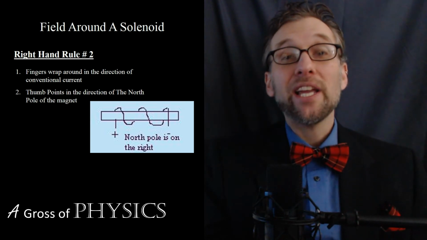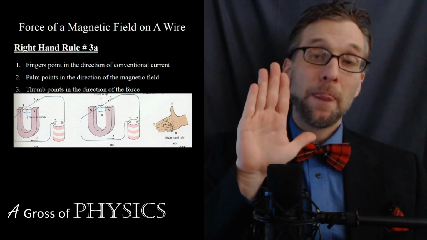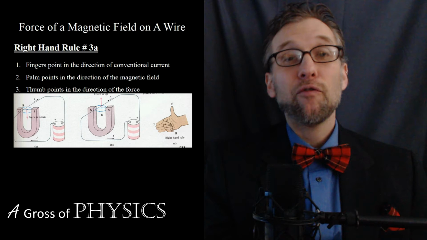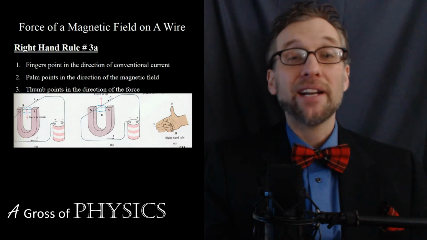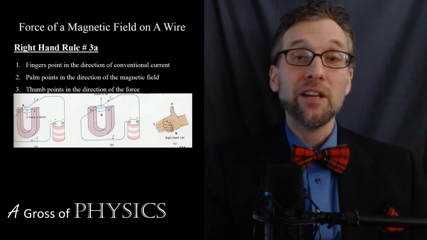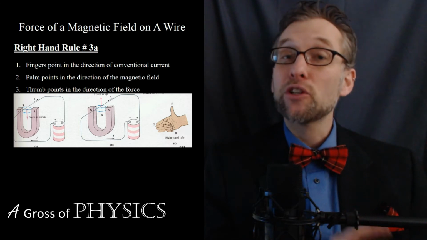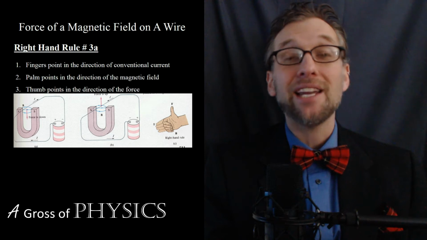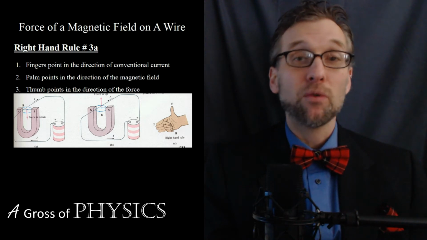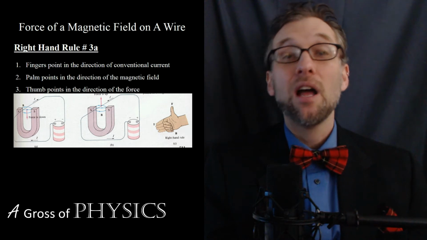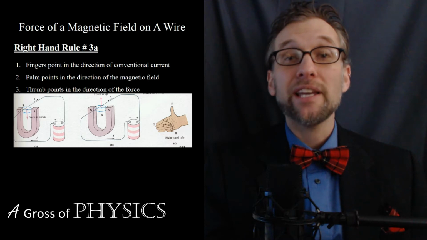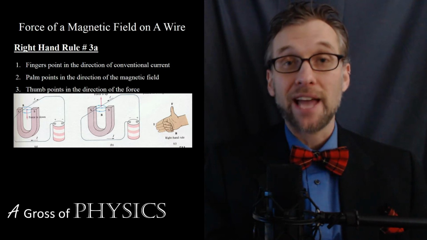Now, right hand rule 3, you need to take your hand and hold it flat. What you're going to do is determine the direction of the magnetic force on a wire. If I were to take a wire and place it in a magnetic field, it wouldn't do anything. If I were to turn the electricity on in that wire, it would then interact with the magnetic field. In fact, it could be repulsive or attractive depending upon what I did. Now, the way this works is you need to know the direction the magnetic field is acting.